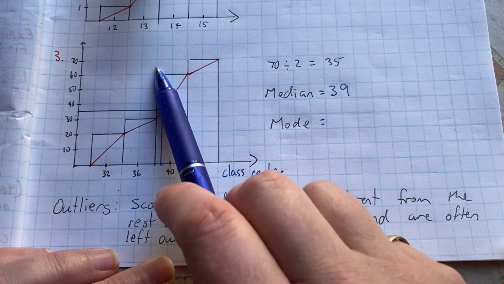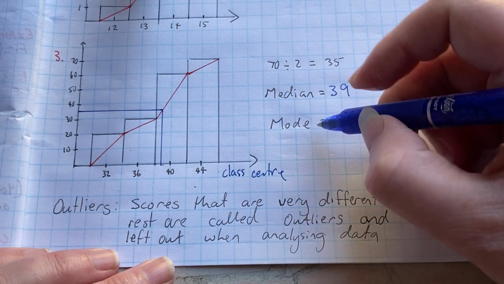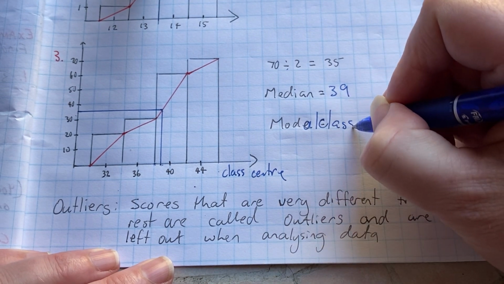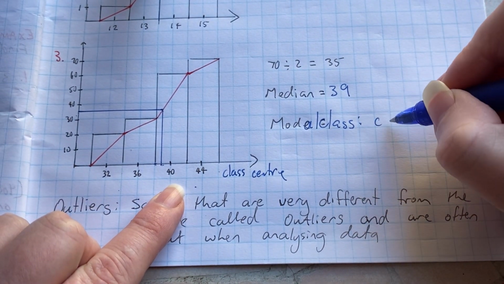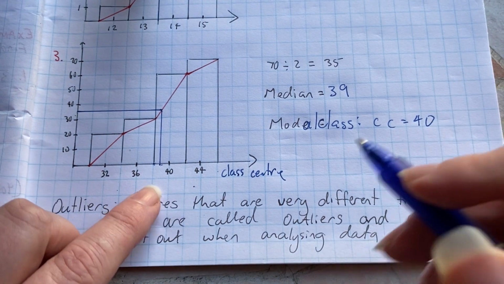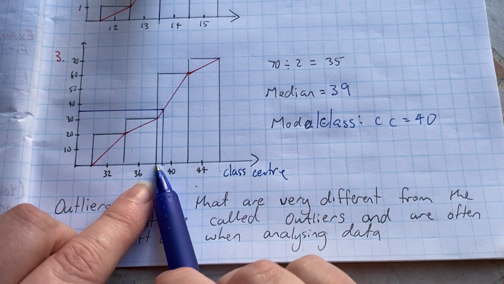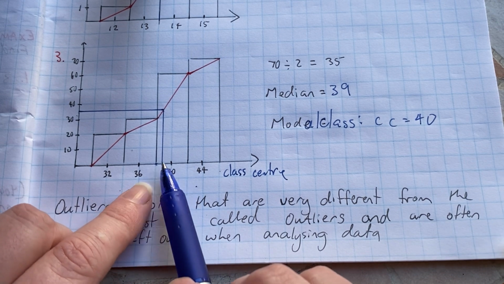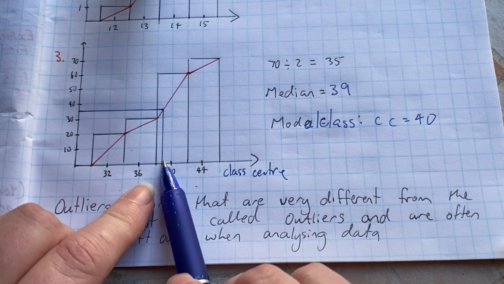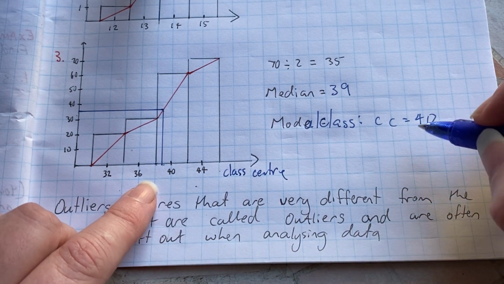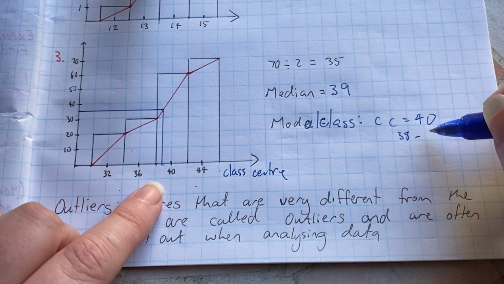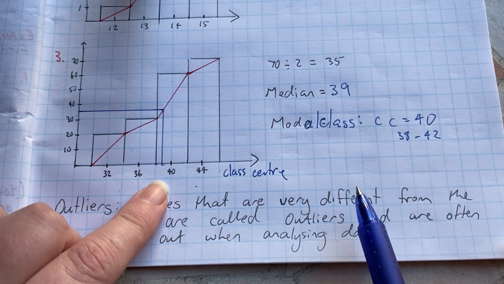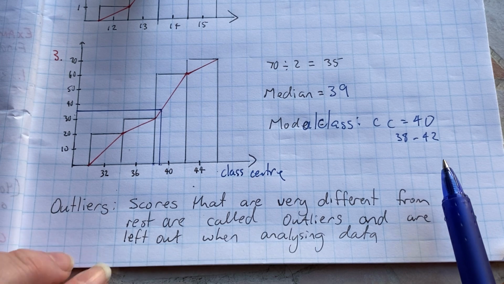The mode, again, the biggest jump, so it's actually a modal class, I should say. So modal class is this one with the class centre equals 40. We don't know if it's continuous data or discrete data. We just know the class centre is 40. We know that it's 4 across. So you could say 38 to 42. We don't know exactly though what it is.